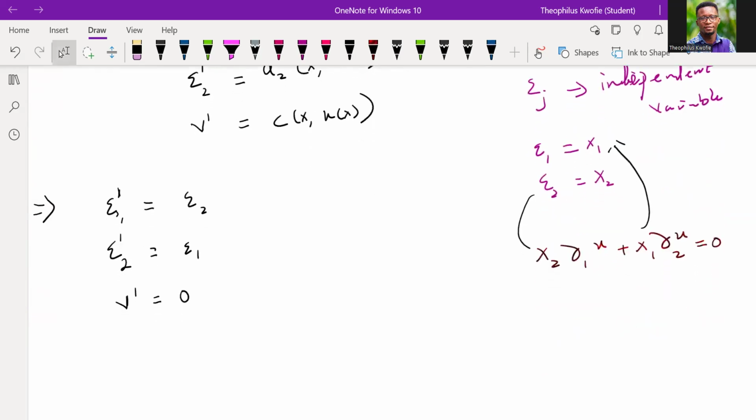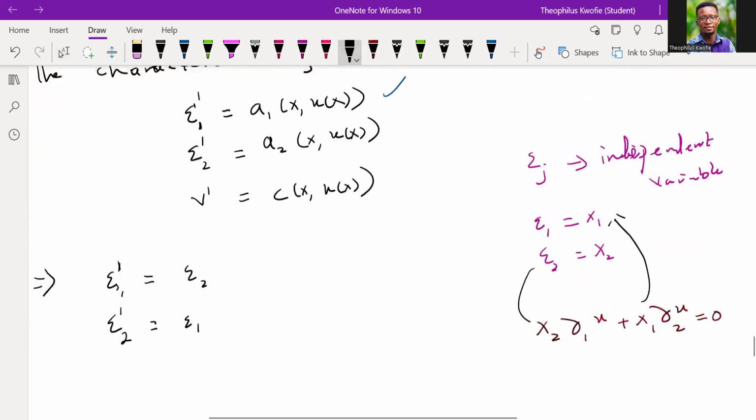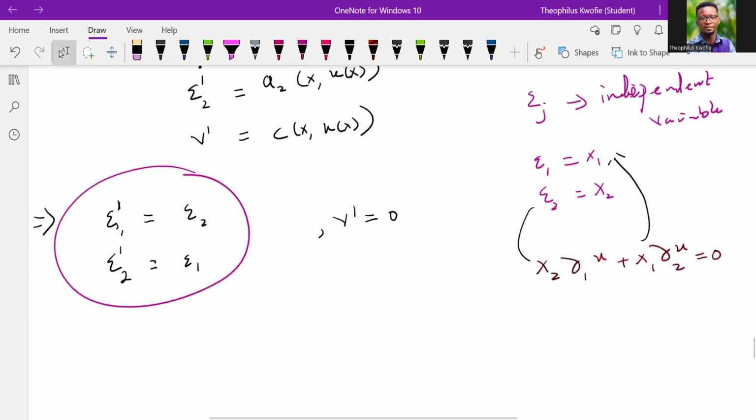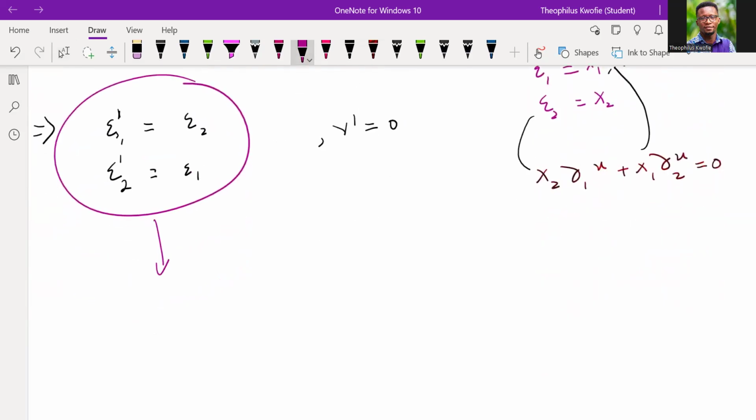Now what we are left to do is just to solve them. My V prime is 0. But when we look at these two, they're easy to solve, right? We can write them in matrix form, then we can solve them directly. So we have xi1, xi2 prime to be the same as the matrix 0, 1, 1, 0.